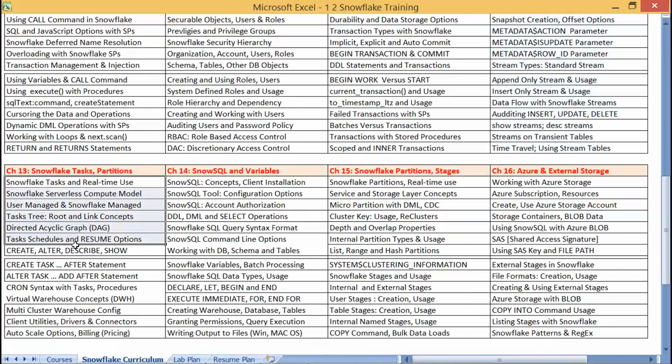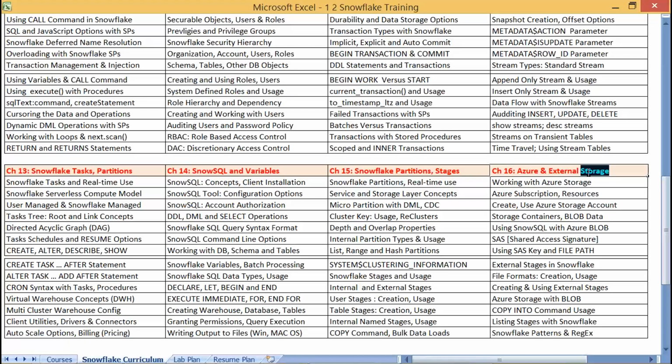We have tasks and partitioning concepts, mainly toward optimization and scheduling. Then we have SQL with variable activities. We'll understand the concept of variables and how to use variables for batch processing in Snowflake. We'll understand the concepts pertaining to staging activities, optimizations, and staging. And from there we have Azure and external storage activities.